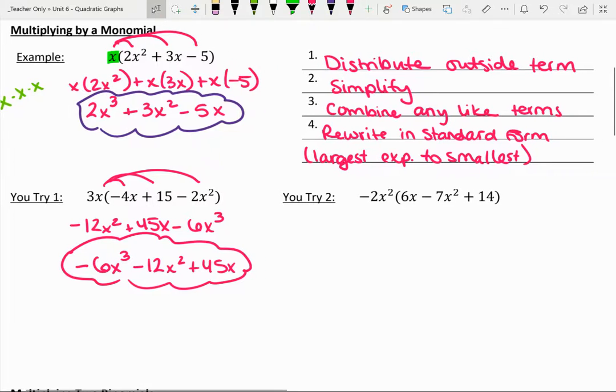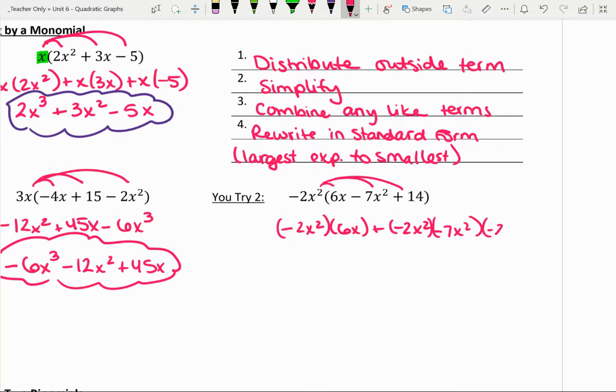The second example might have been a little bit more difficult because of that square, so let's double check your work here. So that's negative 2x squared times 6x plus negative 2x squared times negative 7x squared and negative 2x squared times 14. Whoops, there should be a plus in the middle here. So negative 2 and 6, that gives us negative 12, x squared, and x gives us x to the power of 3. In the next term, we've got negative 2 times negative 7. That gives us a positive 14.